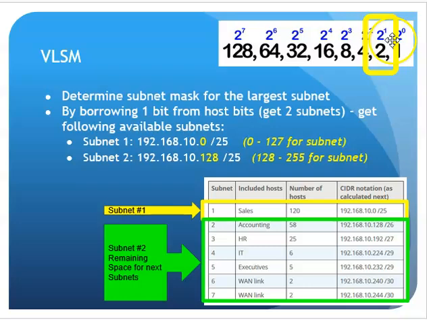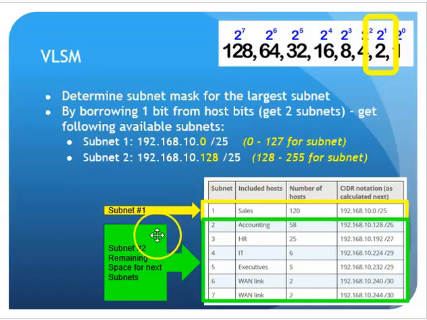First thing is I'll borrow 1 bit to create 2 subnets. So I have subnet 1 and subnet 2. The first subnet will accommodate this need. Well, if I break my 0 to 256, I have 128 numbers. So that first subnet, 128 numbers, will accommodate this 120 host need. So when I borrow 1 bit, I get 2 subnets. The first one gets allocated to the sales there.